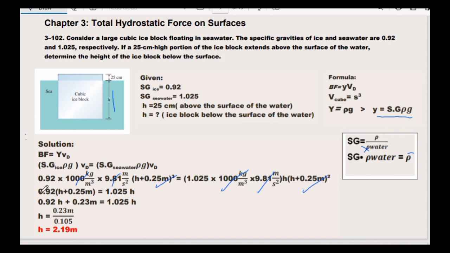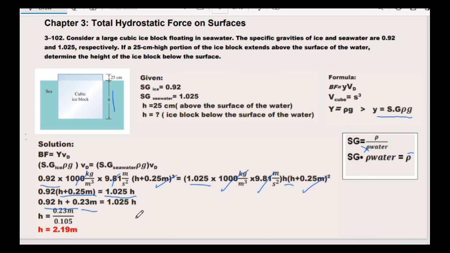squared. So we will get 0.92 times the 3 minus 2, so we have h plus 0.25 meter equals, we only have 1.025 here and the h on the other side, 1.025 h. Then multiply 0.92 times h plus 0.25 meters. So we have 0.92 h plus 0.23 meter equals 1.025 h.